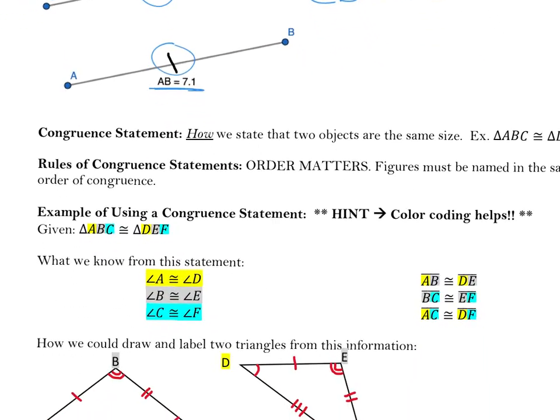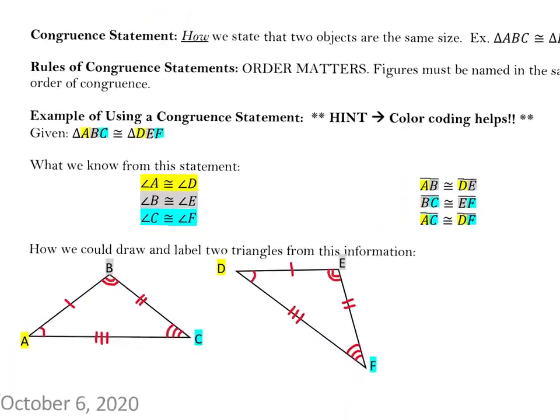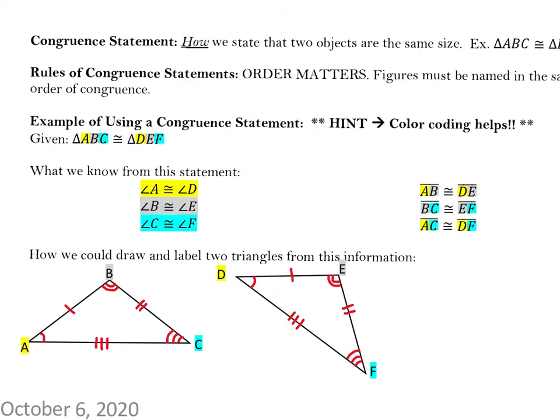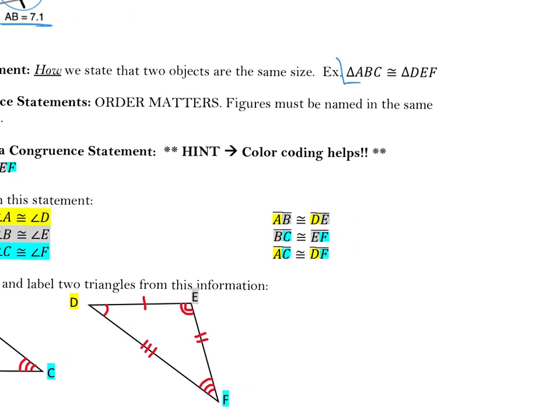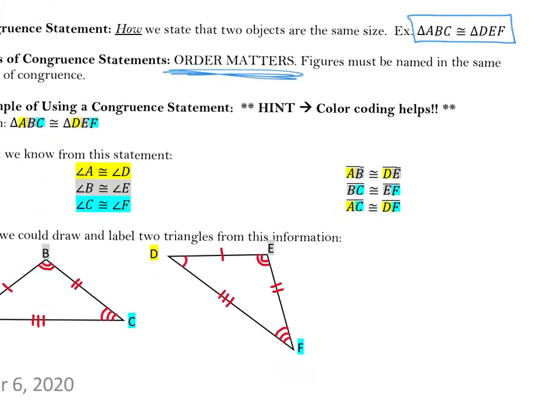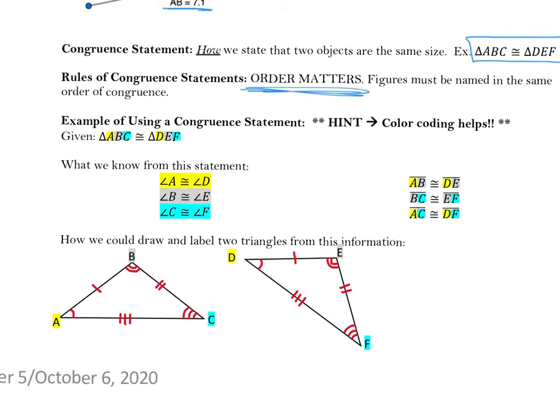So now we're going to spend a little more time talking about these congruent statements. So if we look here, we have an example where it says triangle ABC is congruent to triangle DEF. Now, this is very important because the order does matter here in these congruency statements. The order in which they are named helps us to determine what pieces of the shape match up with each other. So which angles match up and which sides match up.